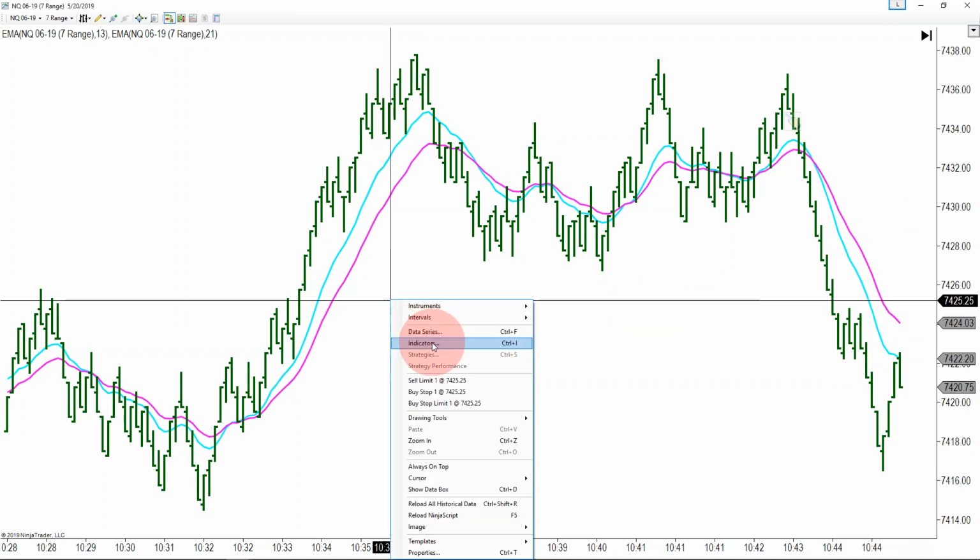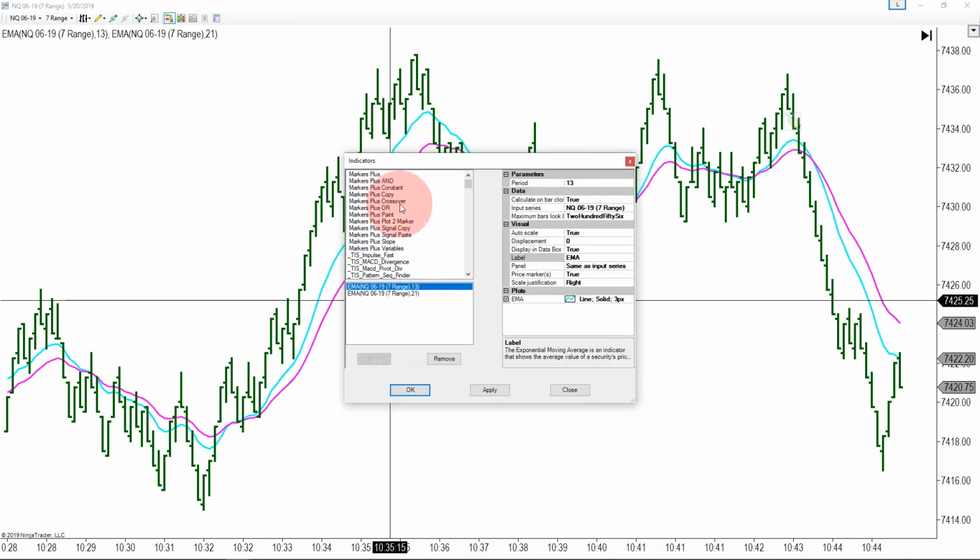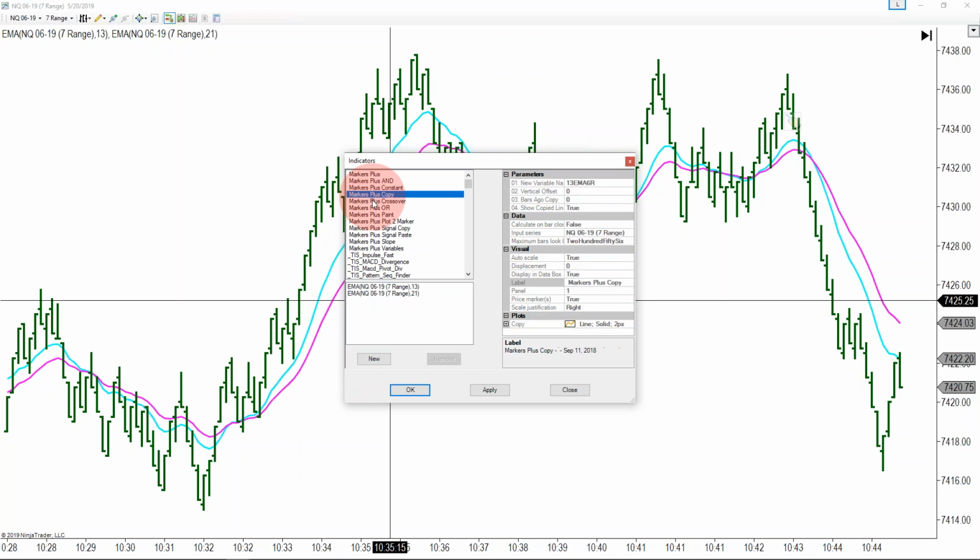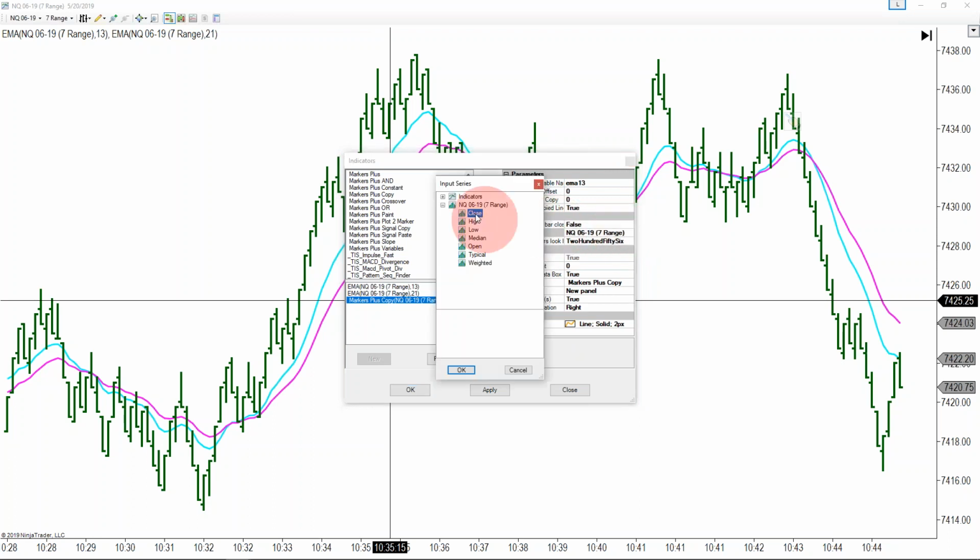Right click, indicators, and now we're going to dive into Markers Plus. And here's what I'm going to do. I'm going to copy those EMA lines. So I'm going to click on Markers Plus, copy, new, and give this a name. I'm going to call it EMA 13. Then I'm going to go to Input Series and click on that. I'm going to come up here to indicators, and what is it that I want to copy? Well, I want to copy the EMA, right?